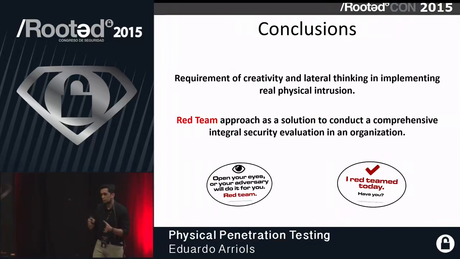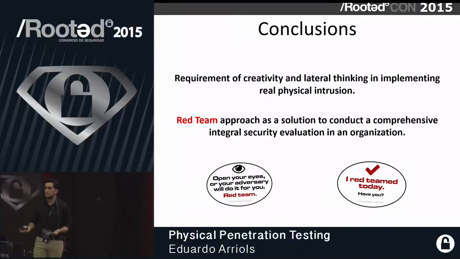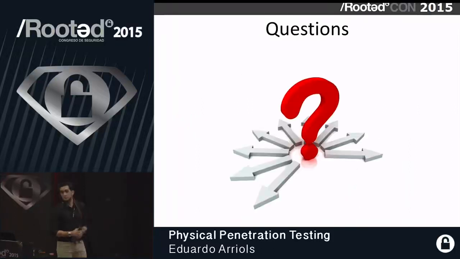So, conclusion. Creativity and lateral thinking are required in implementing real physical intrusion. This is very important, absolutely important. The Red Team approach is a solution to conduct a comprehensive, integral security evaluation in an organization. For instance, a company may have 1 million firewalls and software, but if you are able to sneak in through the physical door, this is not valid. You are unprotected. Period. This is the end of my presentation. Thank you.